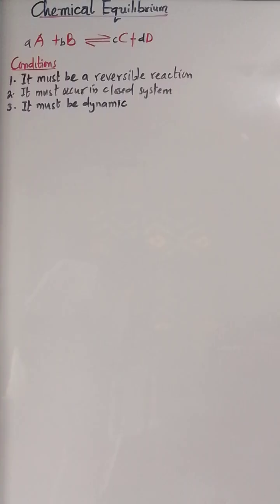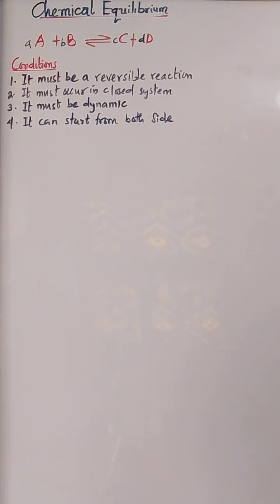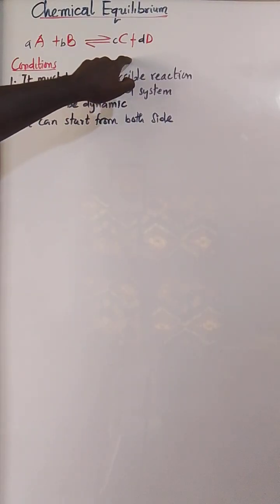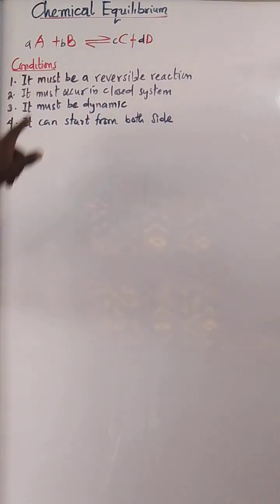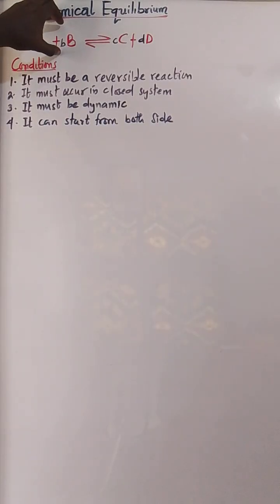The third point, it must be dynamic, meaning there must be movement. In short, there must be chemical reaction. If there's no chemical reaction, there cannot be chemical equilibrium. So chemical equilibrium cannot be a static equilibrium. Then the reaction should be able to start from both sides. So it is not enough to start with A plus B to give us C and D, before C plus D giving us A plus B. We can start with C plus D giving us A plus B. So it's not enough to start from this; you can always start from each of the sides. Let's just give an example.